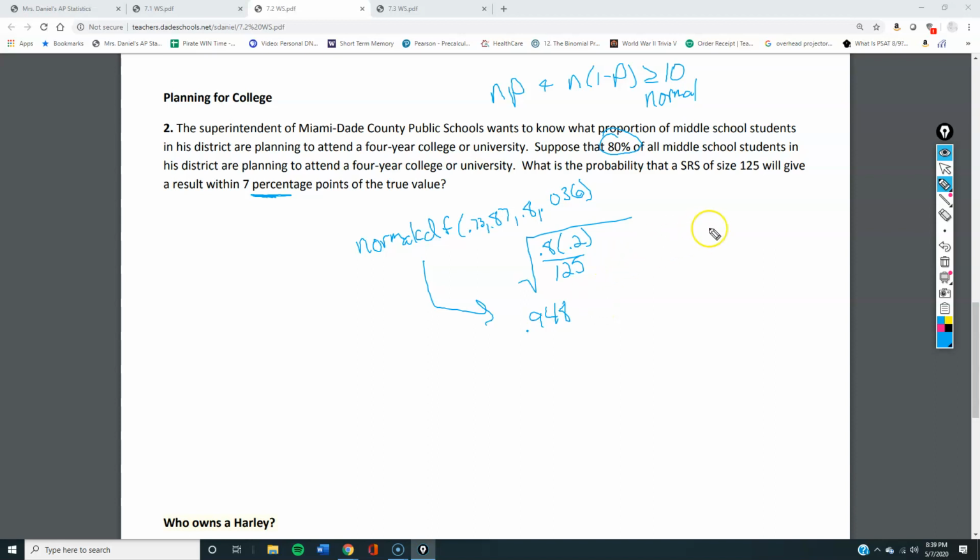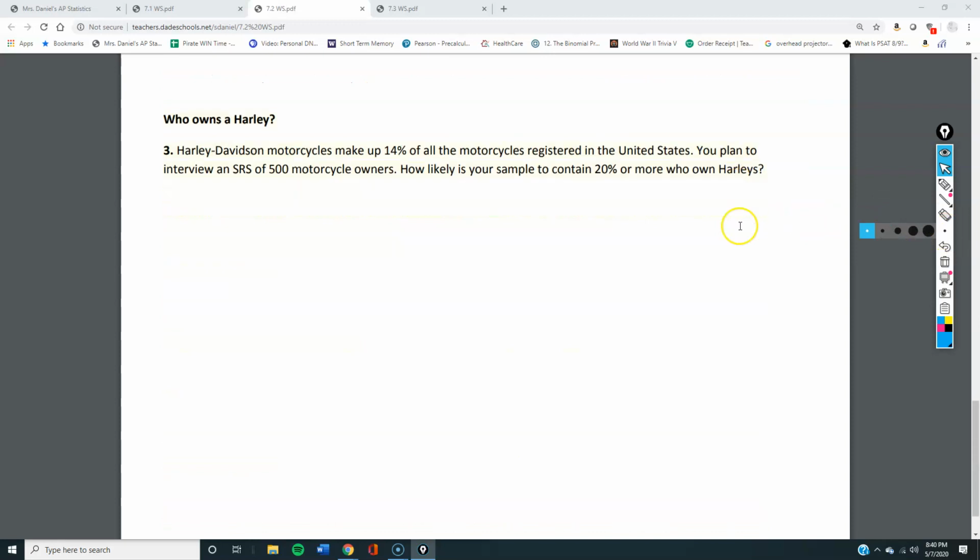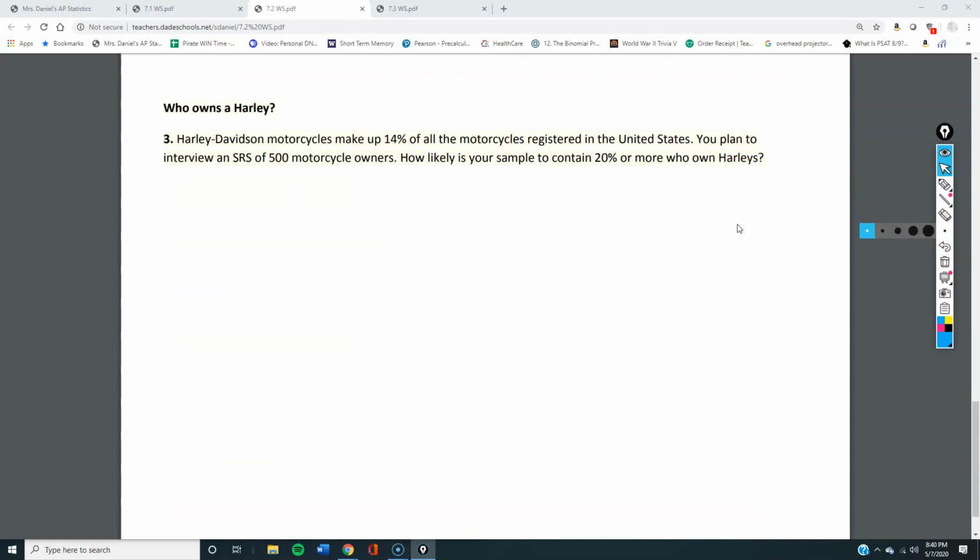The true value would. The super. He's a super. He has a super suit. Alright. Alright. Who owns a Harley? A Harley Quinn?